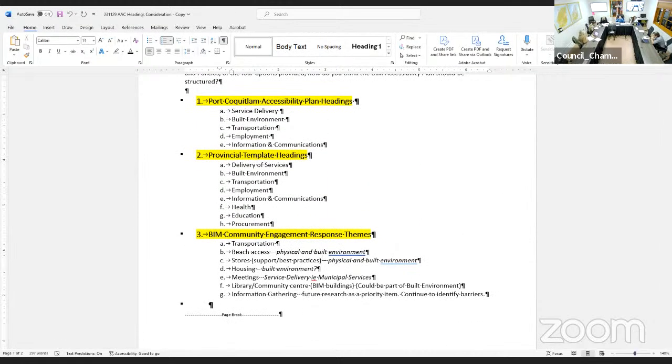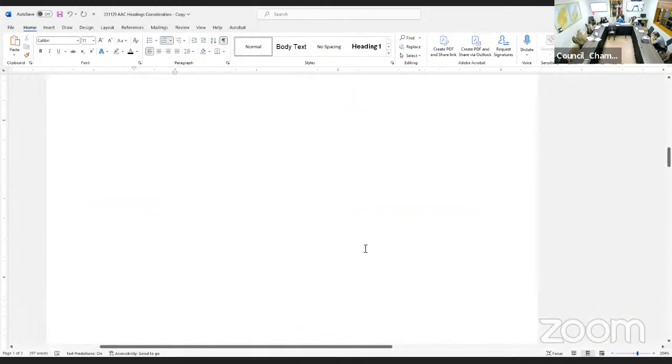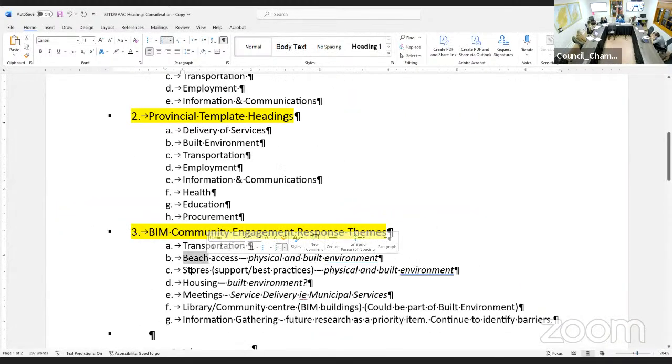We got transportation, we got beaches under physical and built environment. The stores are going to be in the section on external influence.